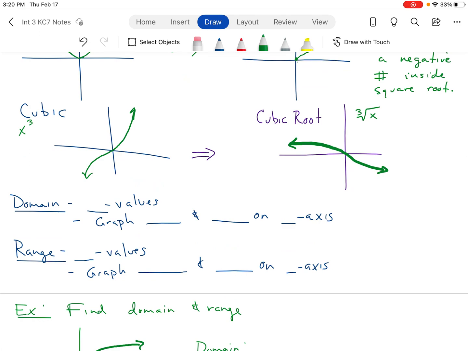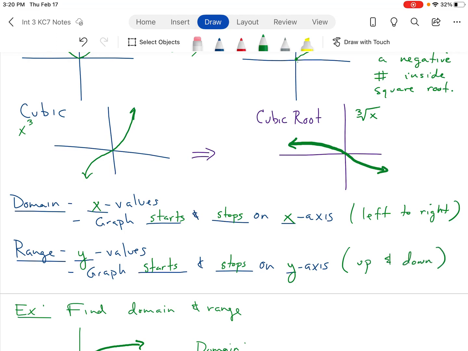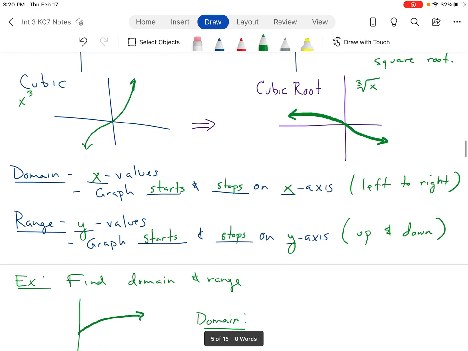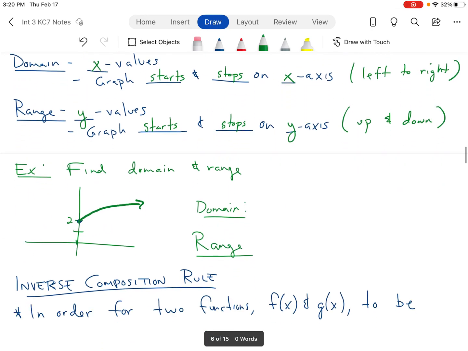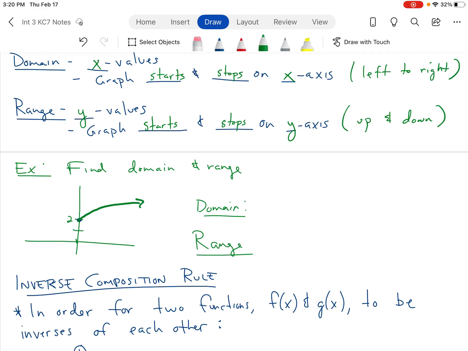Okay, so let's refresh. Our domain is talking about our x values and where our graph starts and stops on our x-axis. So we're looking at it from left to right. Our range are our y values, and it is where our graph starts and stops on our y-axis, or up and down. Again, this should be a review because we've done domain and range before. It's just going to be written a little differently this time.